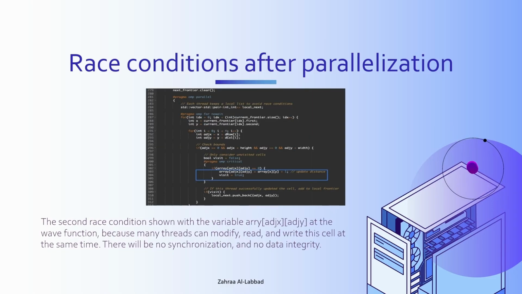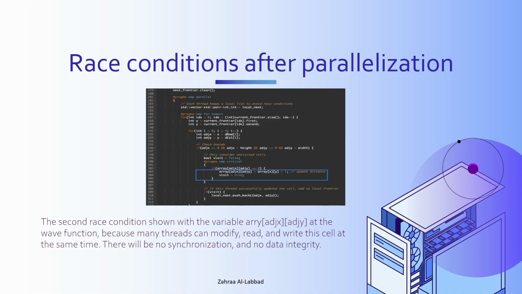Moving on to our second race condition. This is the more serious race condition, the data integrity race. Here, multiple threads are trying to update the same cell at the same time in our main array. This is a classic wavefront algorithm, like finding the shortest path. If thread A finds a path to the cell with distance 5, and thread B finds a path with distance 8, they will both race to write their values.